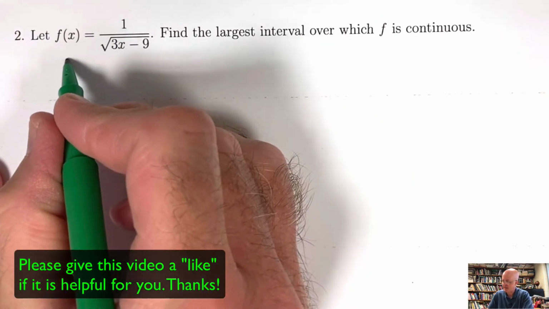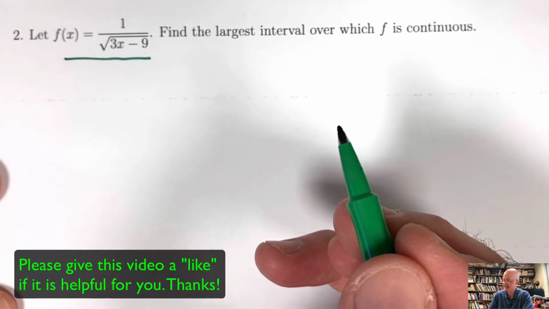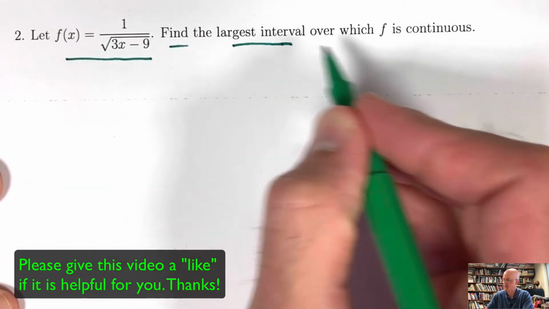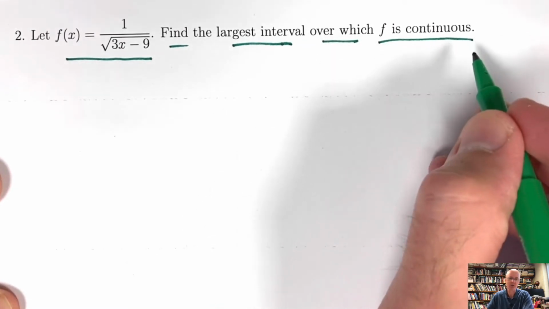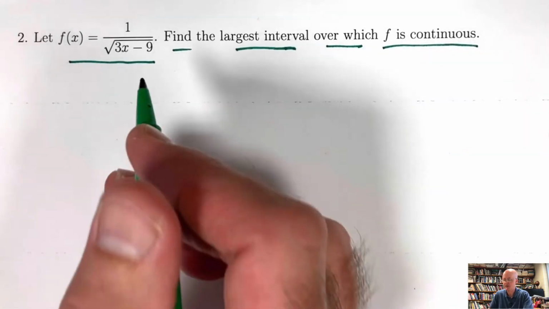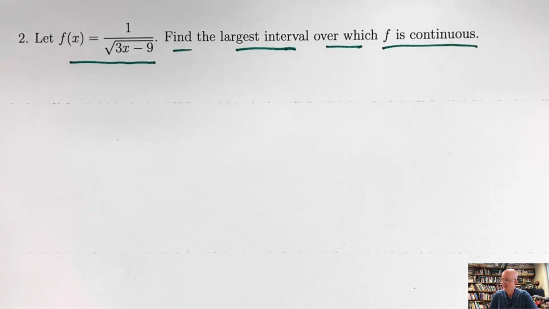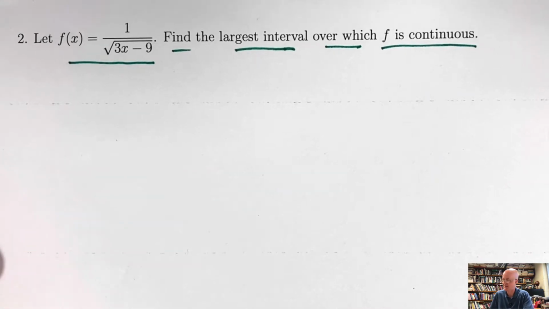Let f of x be 1 divided by the square root of 3x minus 9. The goal is to find the largest interval over which f is continuous. It's implicit in a problem like this that you're allowing yourself to plug in any value of x for which this function makes sense. It's also implicit in a calculus class that we're not going to take square roots of negative numbers, so we don't want to get complex non-real number outputs. That's also implicit in a calculus class, which I'm assuming you are taking when you watch this.